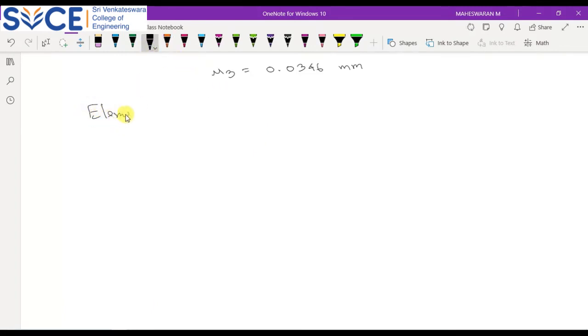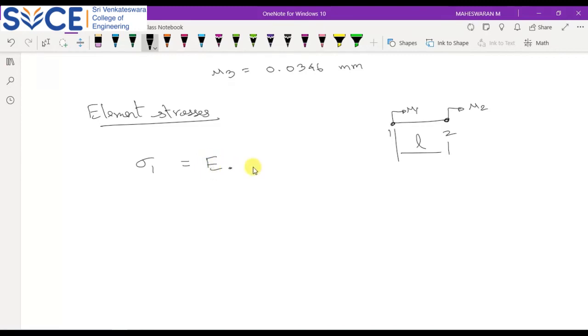Let us consider element 1 first. We know the formula. Element 1 is connecting nodal point 1 and nodal point 2. Nodal point 2 will have a displacement U2 and nodal point 1 will have a displacement U1. The length of this element we will call L. So your stress will be Young's modulus into your strain. Strain I can write as U2 minus U1 divided by L.